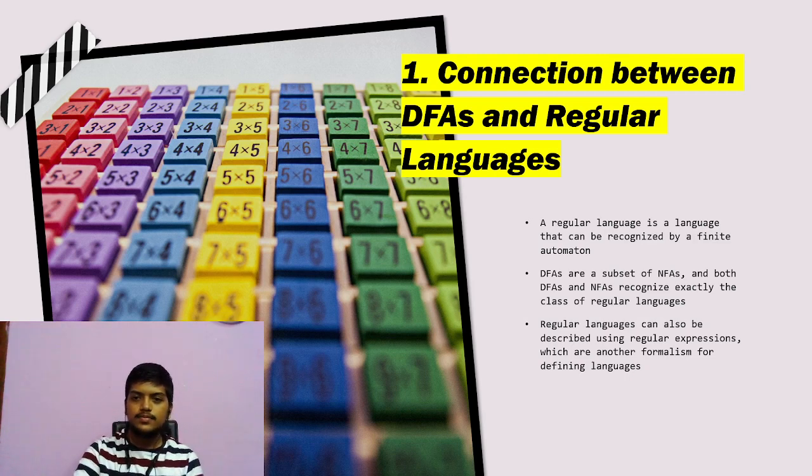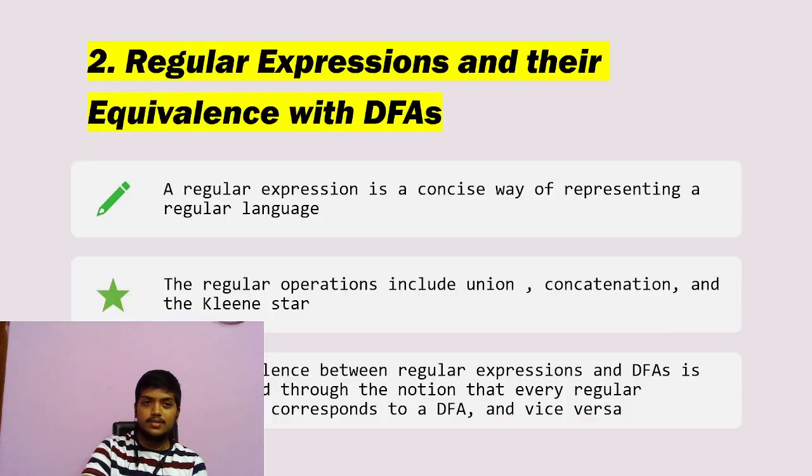A language can be recognized by a finite automaton, whether a DFA or an NFA. Both DFAs and NFAs recognize exactly the class of regular languages. Regular languages can also be described using regular expressions, which are another formalism for defining languages. Regular expressions and their equivalence with DFAs: a regular expression is a concise way of representing a regular language.